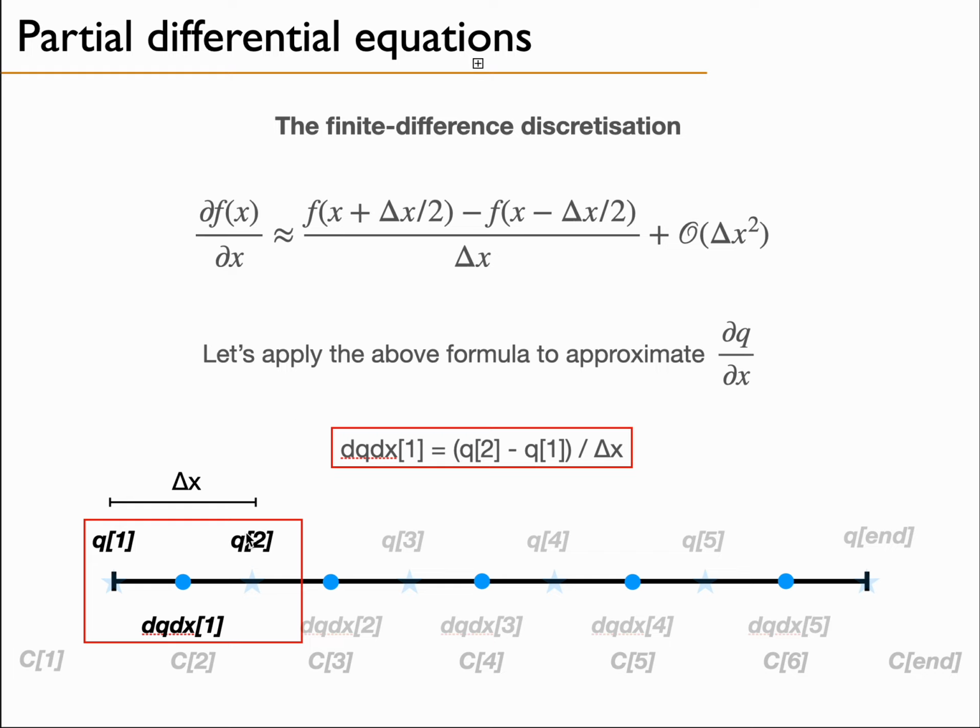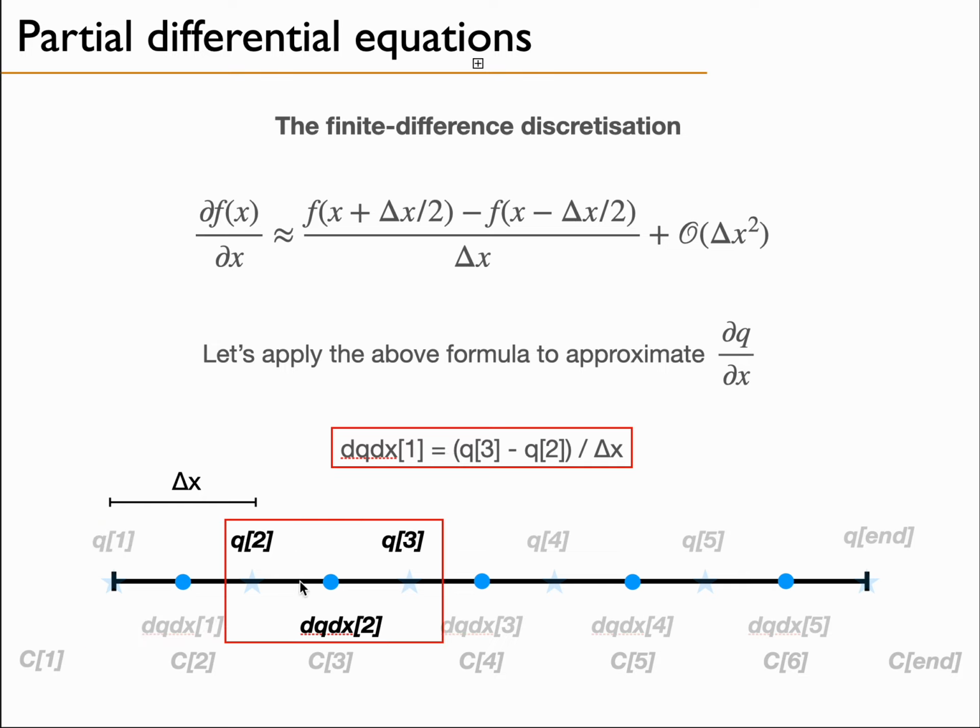How to make a central derivative? We take q evaluated half a delta x to the right minus q evaluated half a delta x to the left, and we divide it by delta x. We will get dq dx index 1. So that's how to evaluate this quantity at one point.